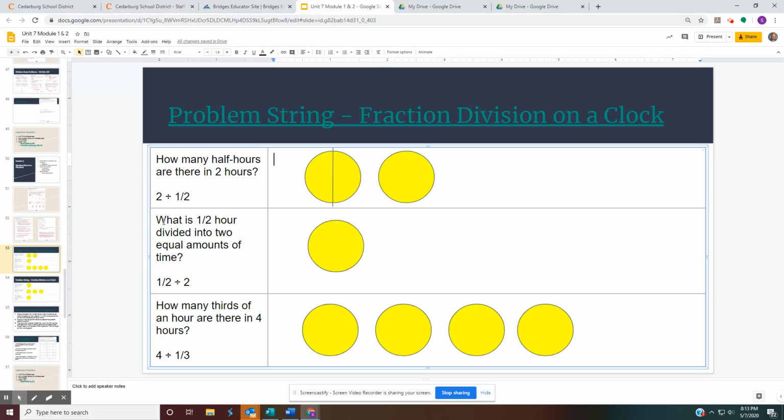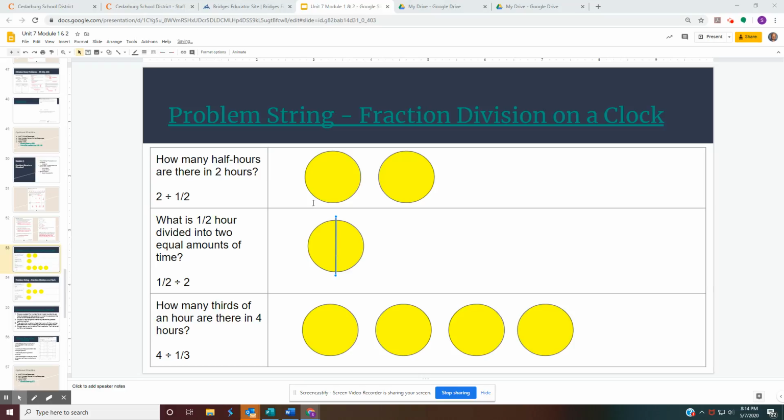Our next problem asks, it's just the opposite. What is a half an hour divided into 2 equal parts? So now we're going to draw that same line down the middle of our clock, right? But then we're going to divide it into 2 parts, right? So I'm going to take another line here and I'm going to draw it across. There we go. So I've divided my half an hour by 2.